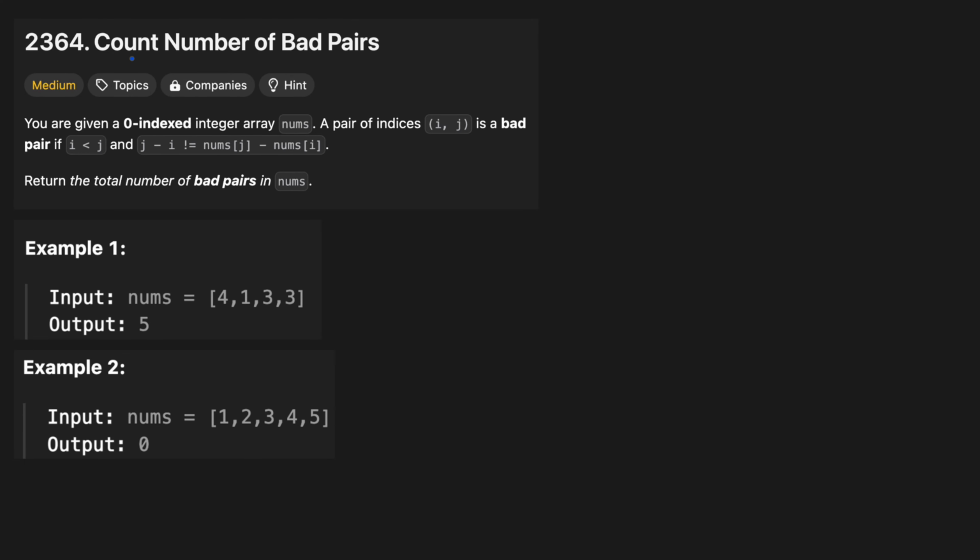Hello everyone, welcome back. Let's talk about another medium problem on Leetcode today. Count number of bad pairs, Leetcode 2364.